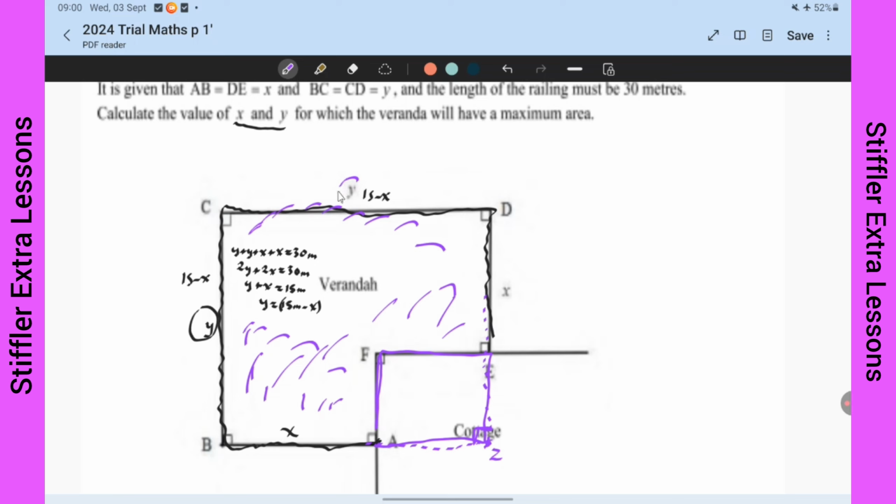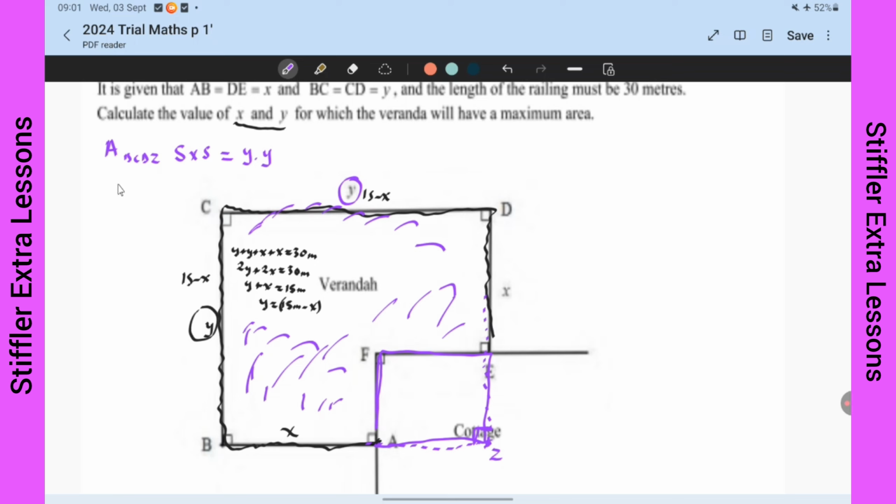We can see that this side is Y, this side is Y. So it qualifies to make this a square, because two adjacent sides are equal. Now we are talking about the area of what? The area of B, C, D, and Z. This whole bigger shape. What is the area of that? The area of a square is side times side, which gives us Y times Y.